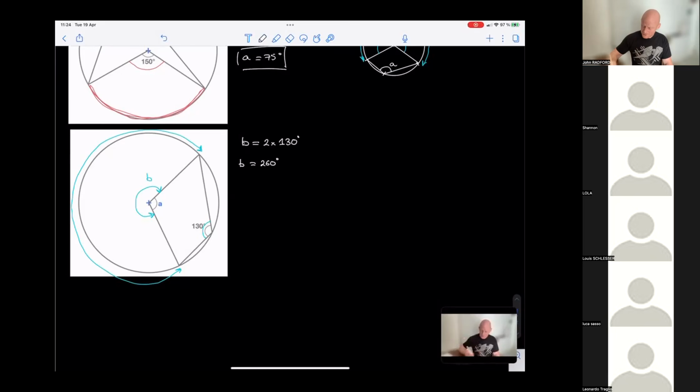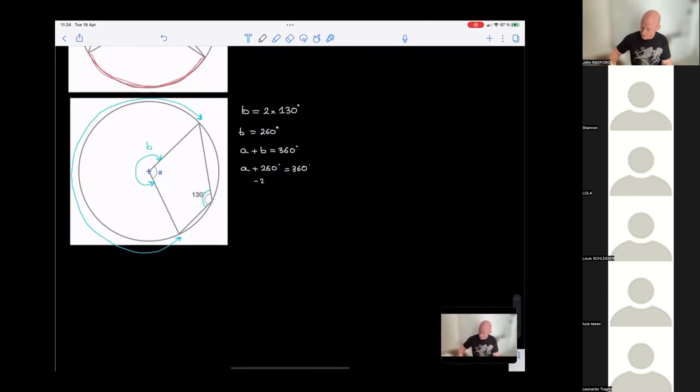And now that we know what B is, we can figure out what A is. Remember, angles around a point must add up to 360 degrees. In other words, this angle B plus this angle A has to equal 360. So I can go ahead and write that A plus B has to equal 360 degrees. But since B is 260, this turns into A plus 260 equals 360. And I know you have no trouble solving that. I subtract 260 from both sides, leading us to A equals 100 degrees.